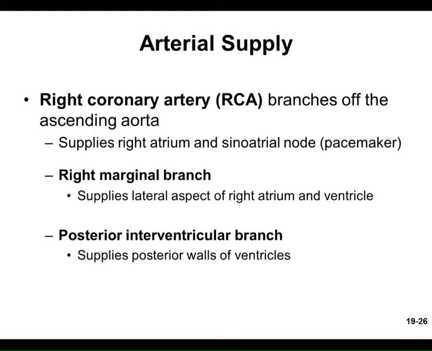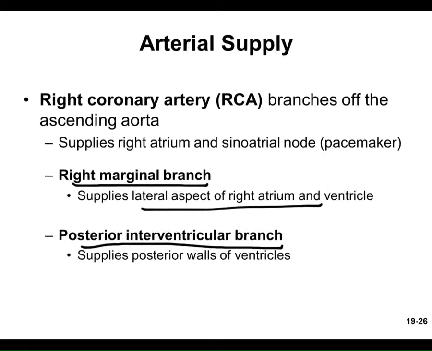On the right side, the right coronary artery branches off and goes to the right marginal branch and to the posterior interventricular branch. So clearly, if you have a problem on the right side, you've got a heart attack, right? You've had a blockage of blood flow to the heart, and you're going to have damage to the heart, but you may more likely survive this heart attack because it's not affecting the ventricles as directly.